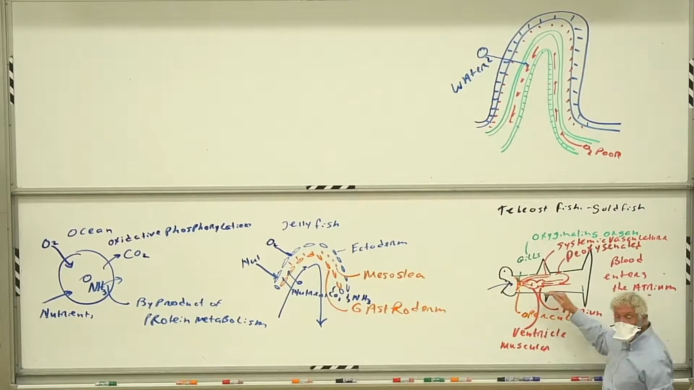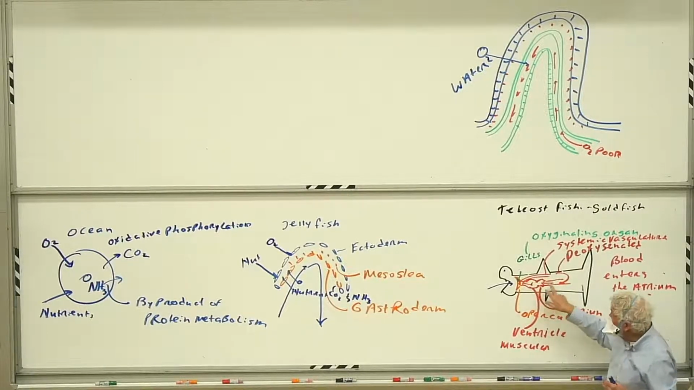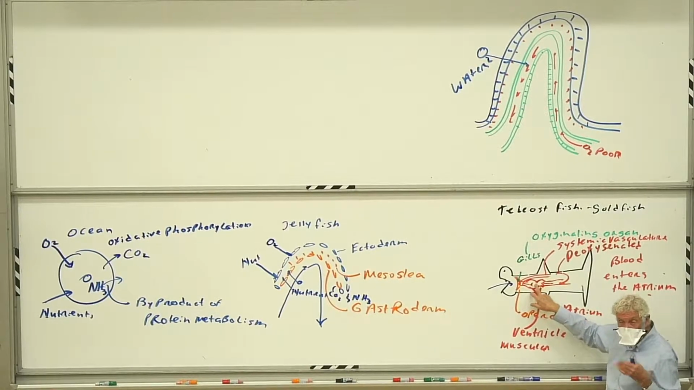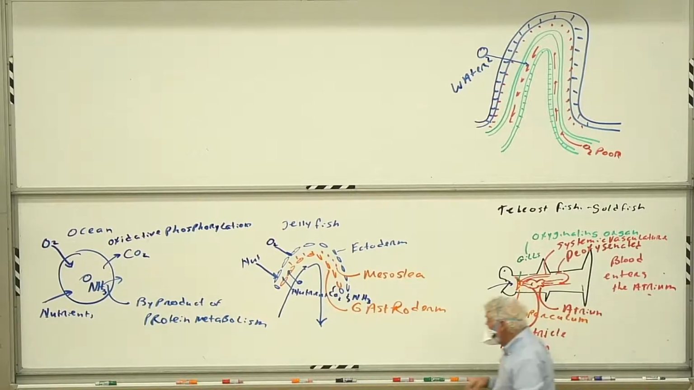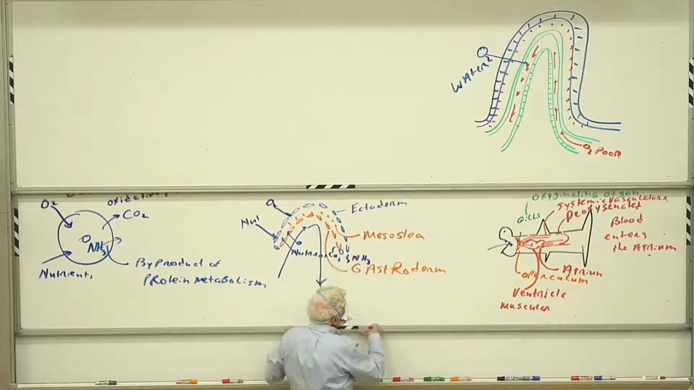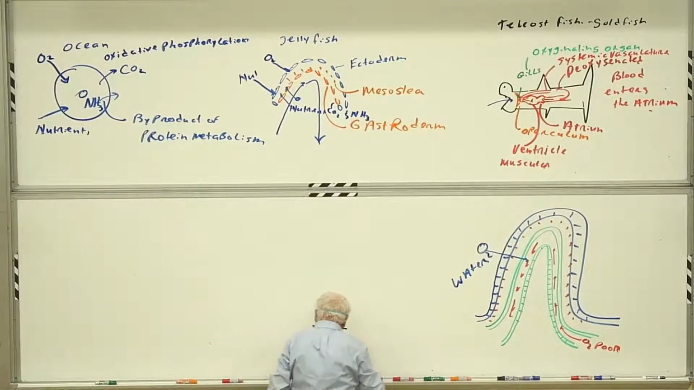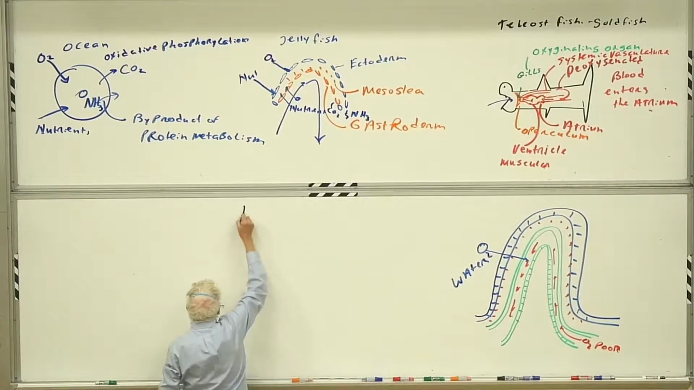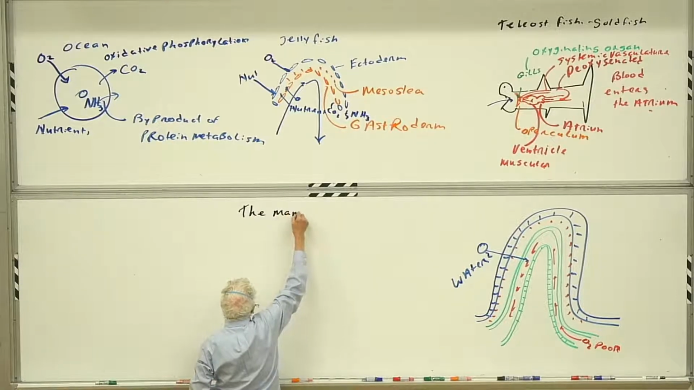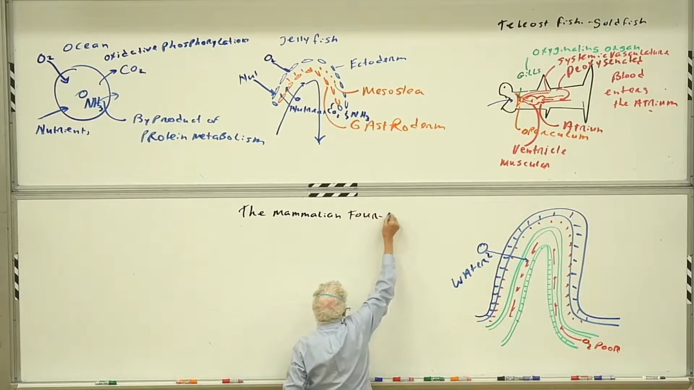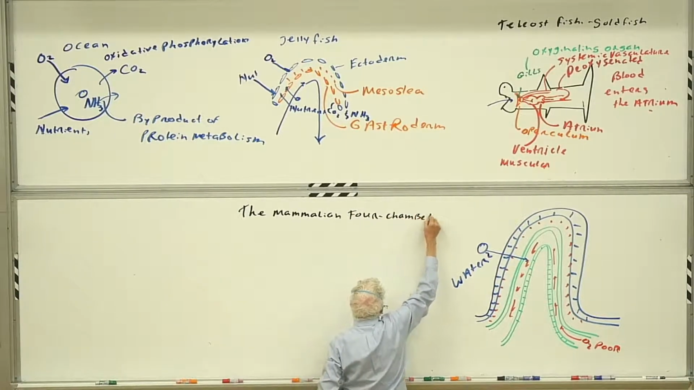But from this system of one pump, of an atrium and a ventricle, if you look at it developmentally, this structure is going to fold over on itself and it's going to generate the four-chambered heart of the mammalian heart. If you take an embryology course, it's really interesting to watch how this thing folds and ends up being a four-chambered heart. But what we're going to talk about is the idea of the four-chambered heart. A mammalian four-chambered heart.